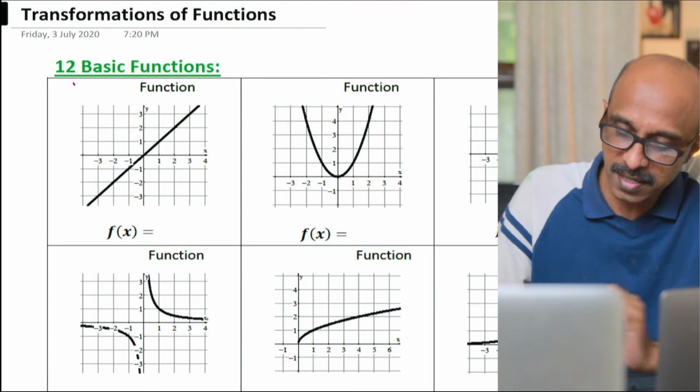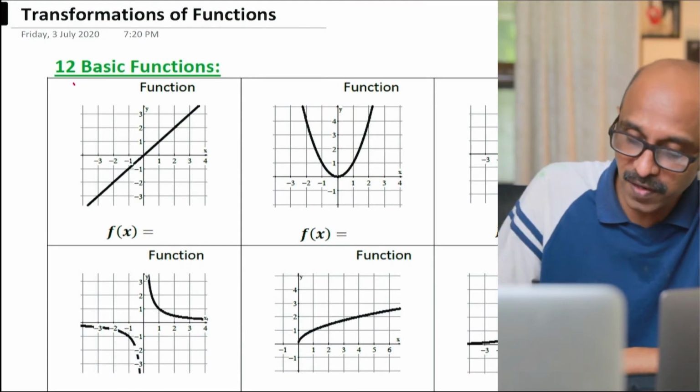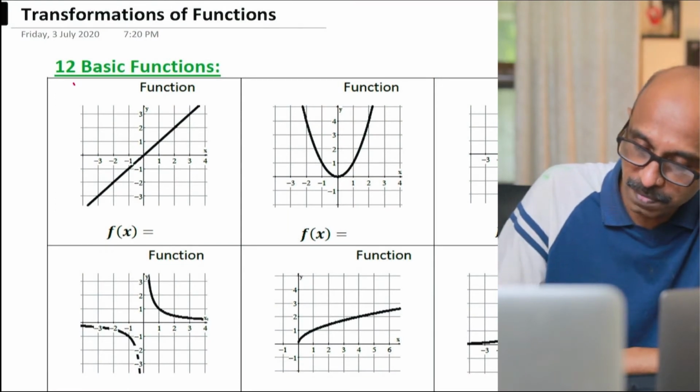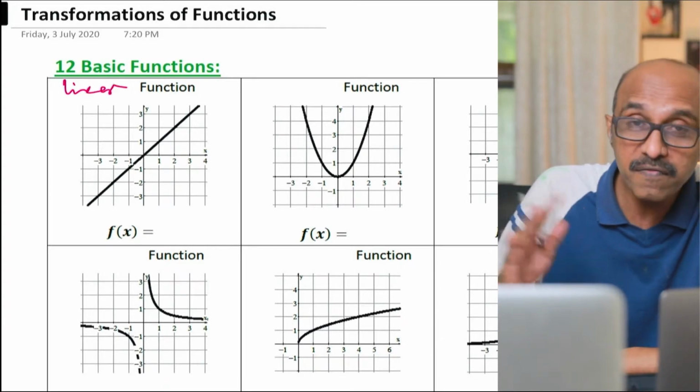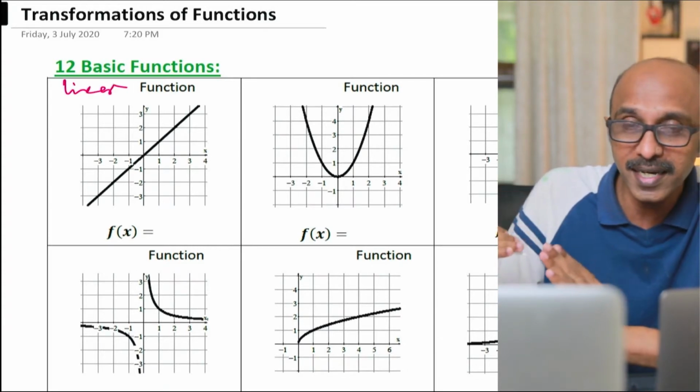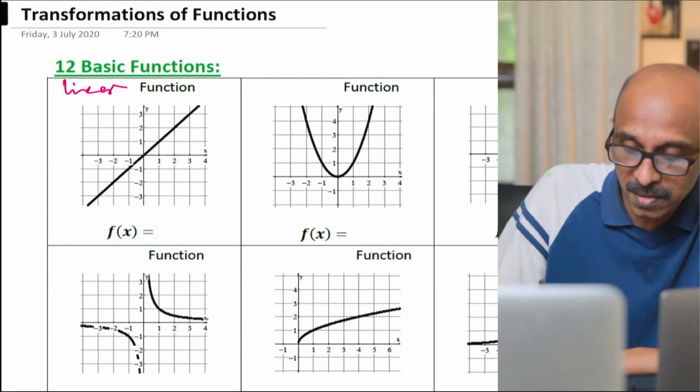Before we go into a study of the transformations of functions, it is important to have some general idea of the parent functions, at least some of the basic parent functions. I've identified some 12 basic functions. This is the linear function. These are the parent functions, and parent functions are the ones that get transformed. The parent linear function is y equals x, or f of x equals x.